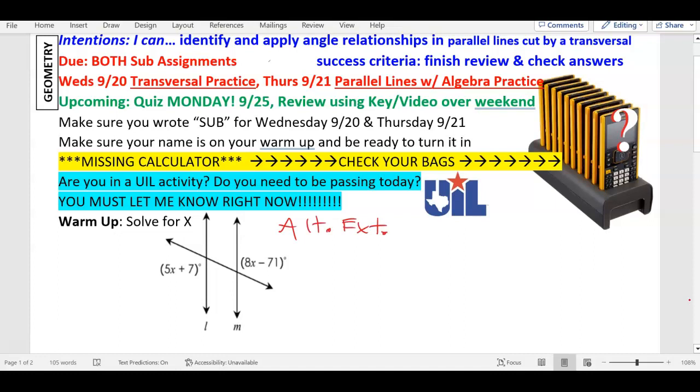Alternate exterior. Okay. Now, what do we know about alternate exterior? Are they congruent or supplementary? Or let's put it another way. Which are the ones that are only supplementary? What's the S rule? Same sides are the only ones that are supplementary. So these are congruent. And congruent means you set them equal to each other.